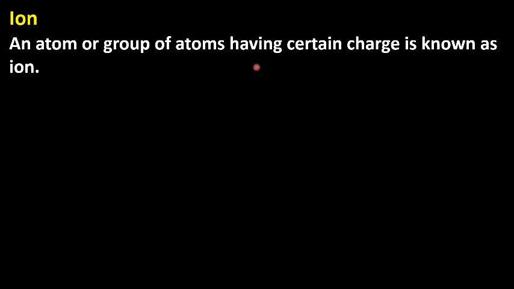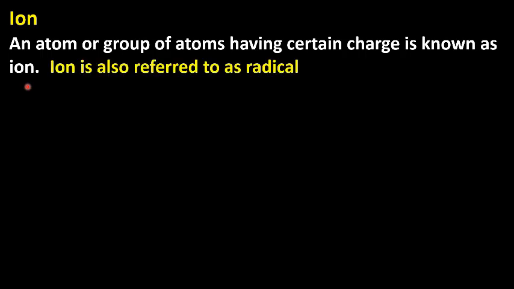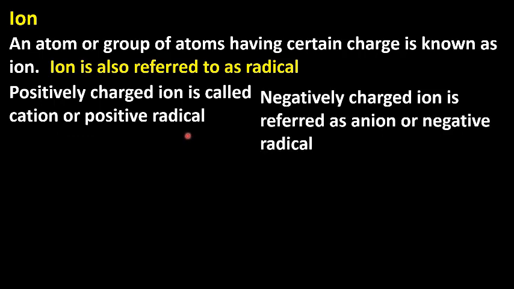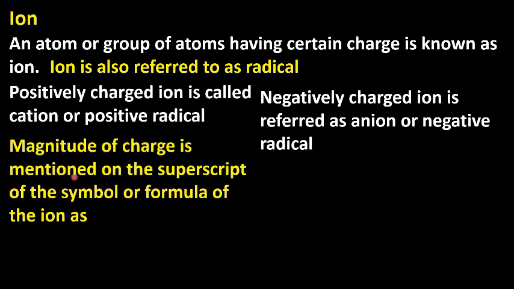Ion. An atom or group of atoms having a certain charge is known as an ion. An ion is also referred to as a radical. The charge may be either positive or negative. A positively charged ion is referred to as a cation or positive radical. Similarly, a negatively charged ion is referred to as an anion or negative radical.